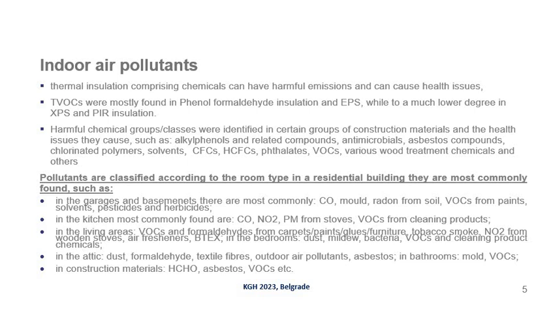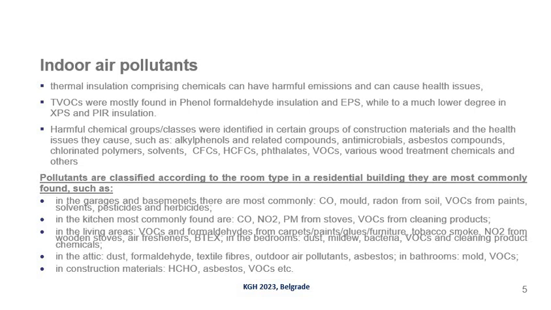Harmful chemical group classes were identified in certain groups of construction materials and the health issues that they cause, which were grouped in several categories. They were analyzed regarding where they are most commonly found, such as in various construction materials and furniture, and therefore different kinds of products were investigated. The analysis of pollutants in relation to the type of space in a building is also carried out, and also regarding the activities in that certain space.